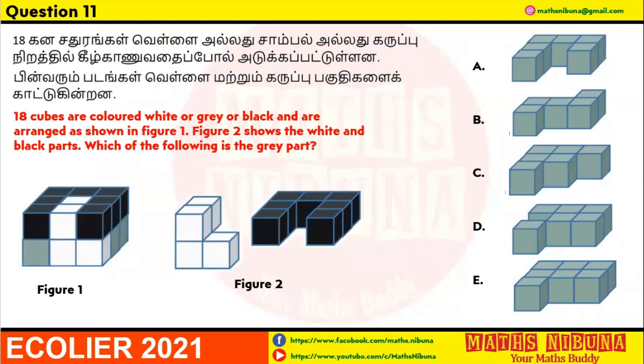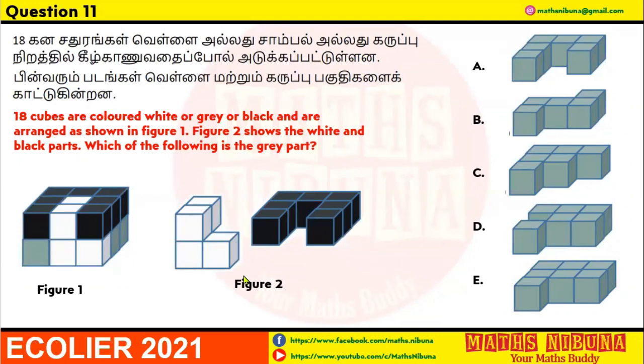Okay, we look at question number 11. 18 cubes are colored white or gray or black. So that means we have three types of cubes. This is white, this is black, and this is the gray color. There are 18. The 18 means at one layer we have 9. Top layer we have 9, bottom layer we have 9. 9 plus 9, 18. Arranged as shown in figure 1.